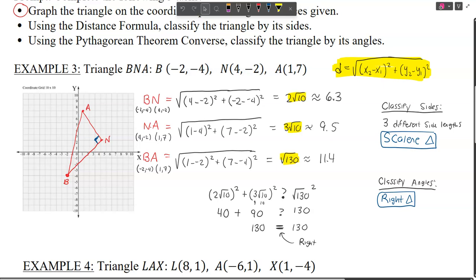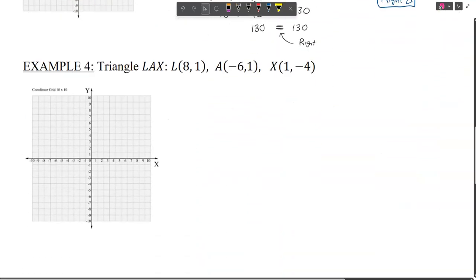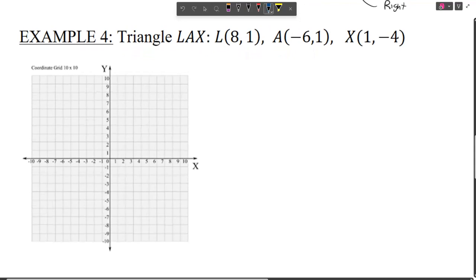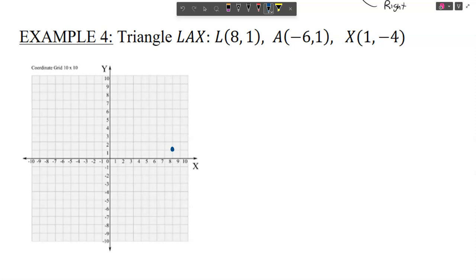One more example that we're going to take a look at, and that is down below, triangle LAX. So let's go ahead and plot this. We're going to go to 8 up 1, negative 6 up 1, and then lastly, over 1 down 4. Okay, so this was point L, this was point A, this was point X. We can connect these together. That's a really sloppy line. All right, there we go. So I get for doing live television right here.